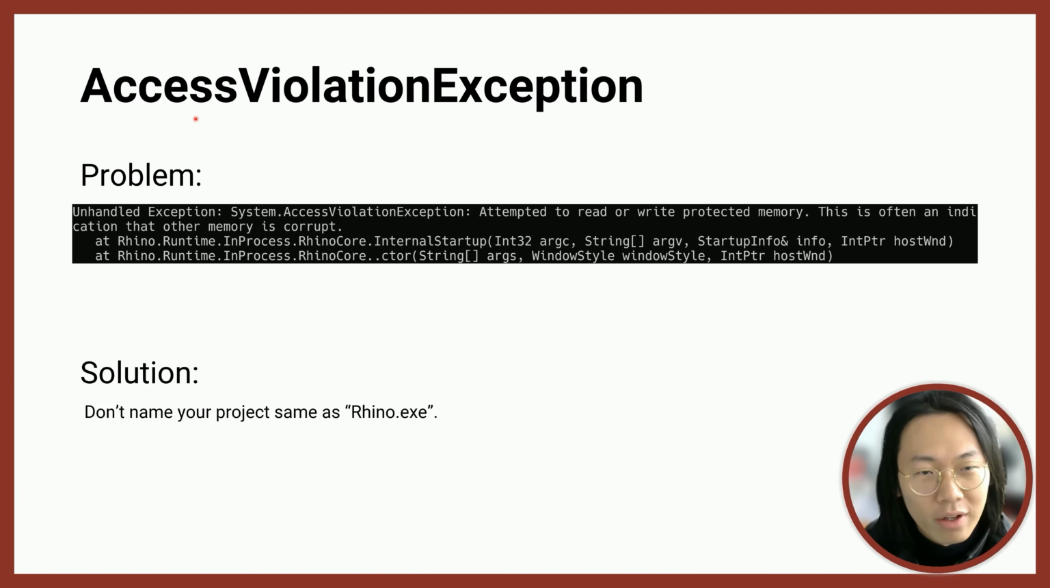The next one, and it is the most tricky one, is this one. Access violation exception. This one is very tricky, and there are lots of scenarios behind this. I encountered one of them: I built an application with the name Rhino, which is a conflict to the actual real Rhino. So it failed to find the assemblies and load the Rhino executable. So the solution is simple. Just don't name your project the same as Rhino. And that's it.